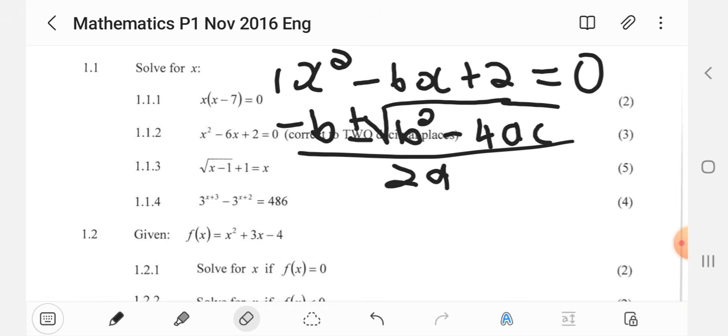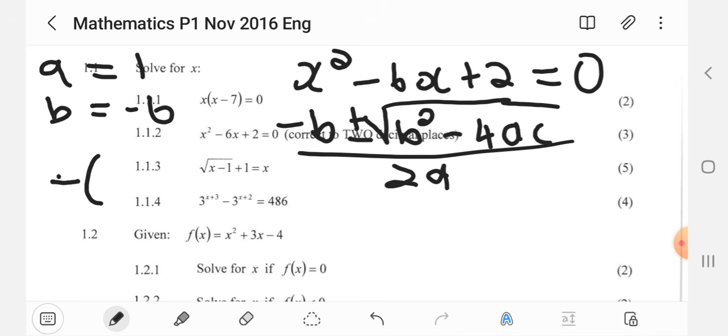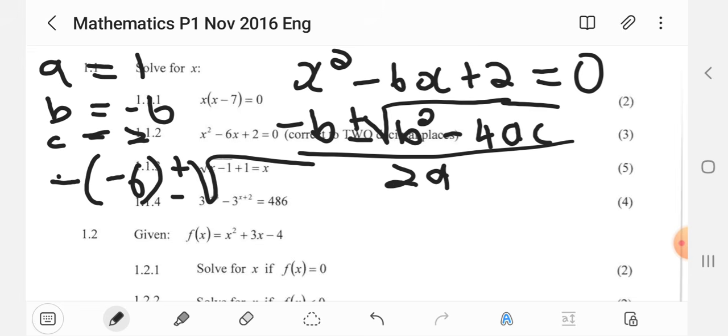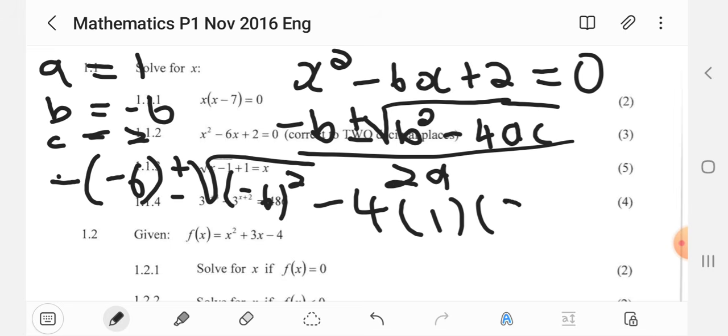What did I say? We are substituting negative, and we always substitute with brackets. So b is negative 6. So a equals 1, b equals negative 6, and c equals 2. So we'll do negative of negative 6 plus or minus the square root of negative 6 squared minus 4 times a, which is 1, and then c, which is 2. This is the c, and then all of that.